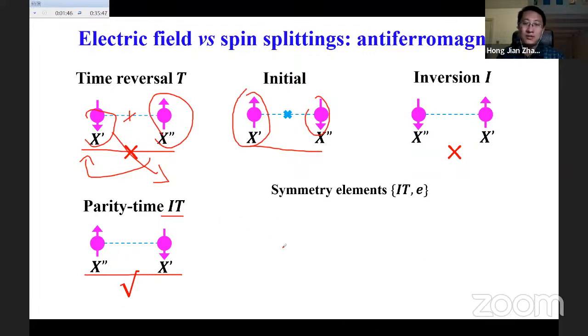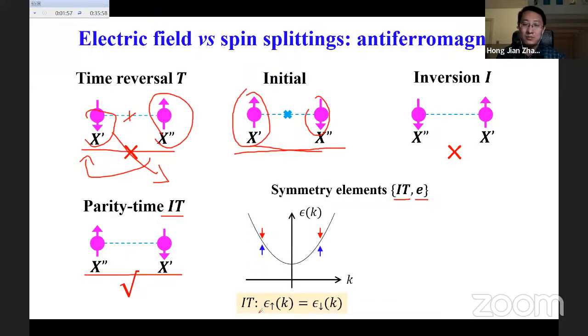The symmetry elements here for the antiferromagnetic material with this configuration now contain parity time symmetry and identity. Then parity time symmetry preserves the degeneracy of spin at each k point, because T changes spin up to spin down, while I doesn't have an effect on spin. T changes k to minus k, while I changes minus k to k. So after the parity time transformation, this correlation remains, and then the spin up and spin down are degenerate here.